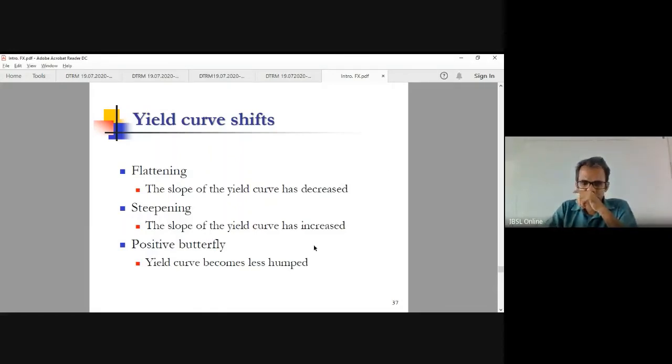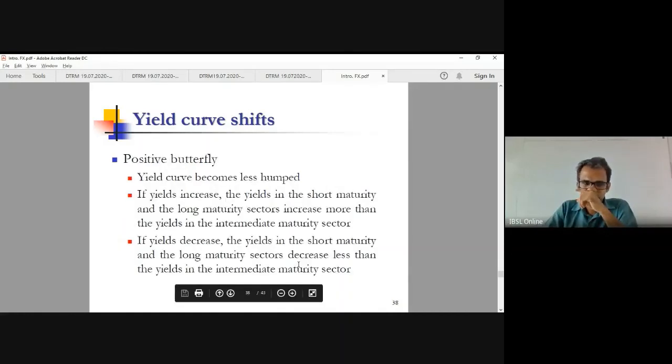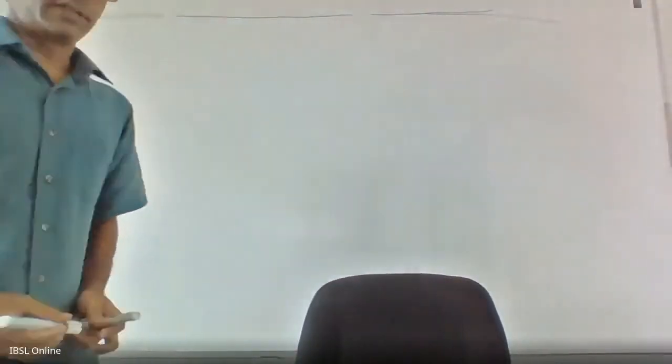Then there's another thing called positive butterfly and negative butterfly. I'll show you. Again, that can happen when the interest rate increases or decreases.